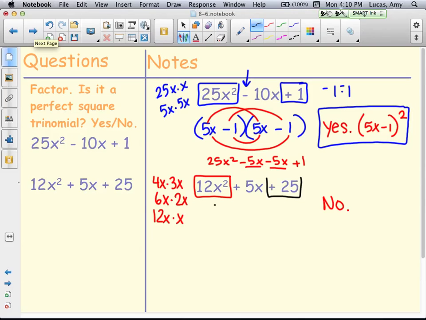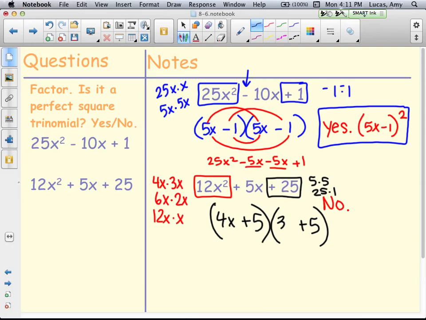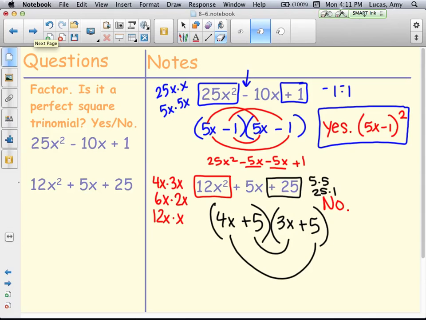I know if I move over here to 25, though, it has to be 5 times 5, or 25 times 1. So I'm going to try the 5's here, and then to get 5 in the middle, I don't think that's going to work. If I do 4x and 3x, this would be 15 and 12, so that's 27, so that can't work.